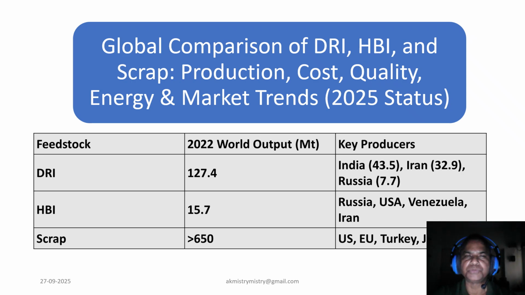Today we are going to explore the global comparison of DRI, HBI and scrap, that is direct reduced iron, hot briquetted iron and scrap, focusing on their production, cost, quality, energy use and market trend as of 2025. So this discussion is highly relevant for understanding the evolving steel industry landscape and planning our raw material strategy.